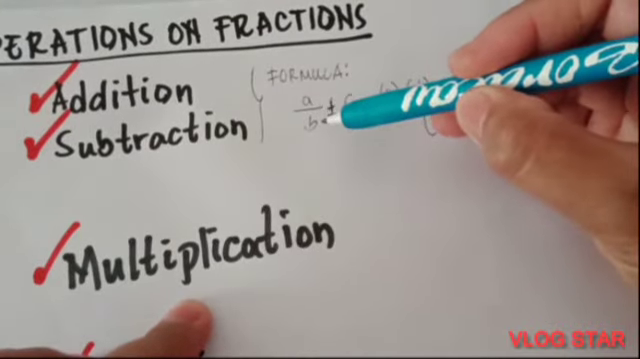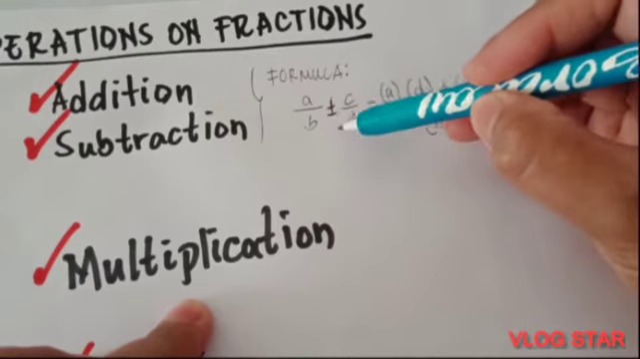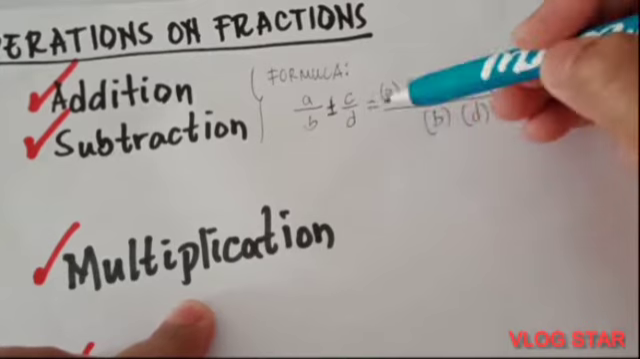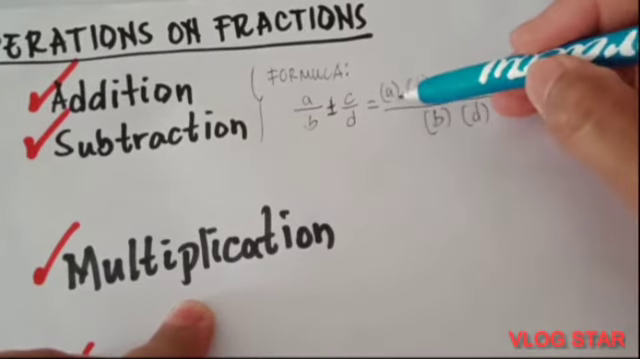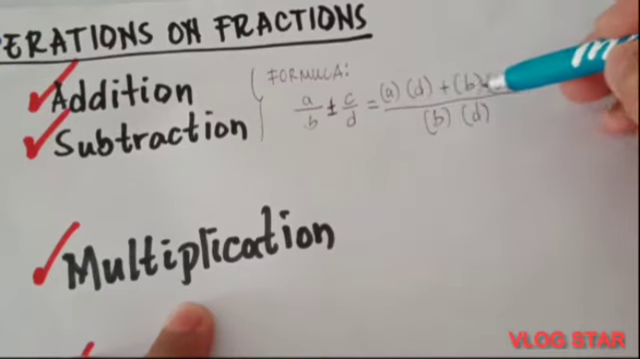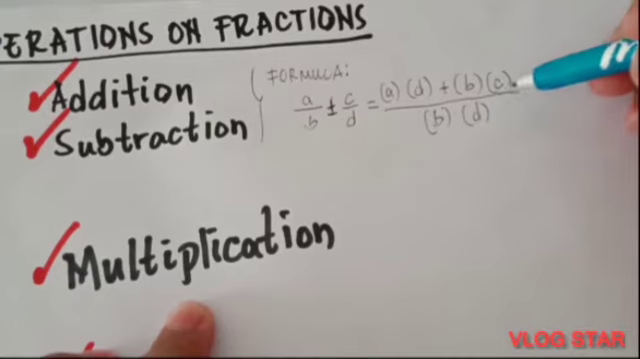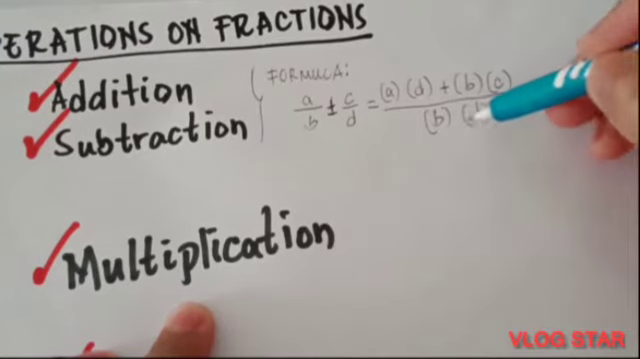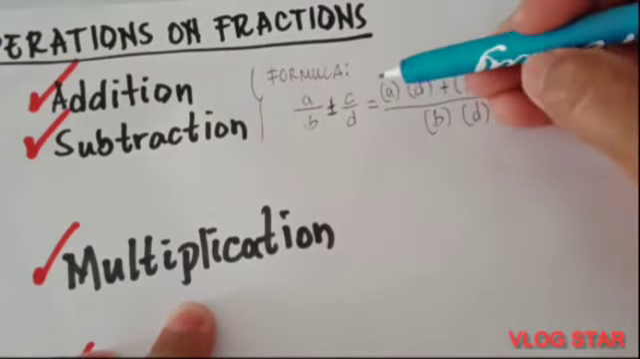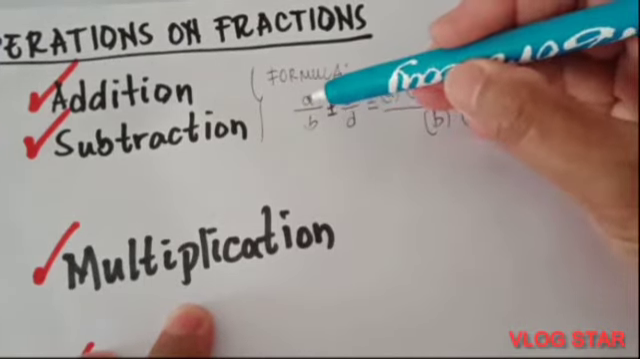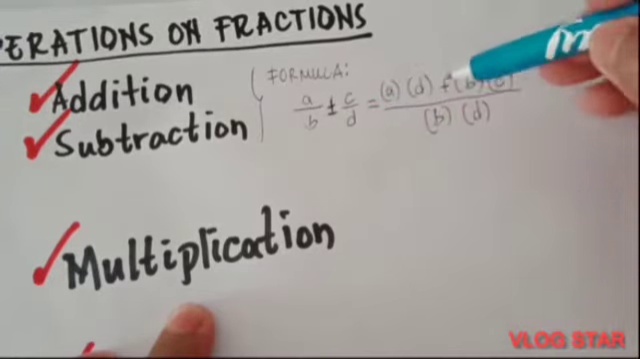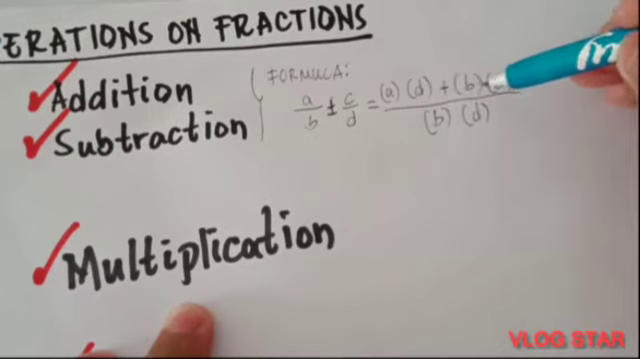So ang formula is A over B plus or minus C over D equals A times D plus B times C, all over B times D. So, ibig sabihin, parang i-cross multiply natin yung fraction, tapos yung sagot sa cross multiplying natin ay ilalagay natin doon sa numerator.